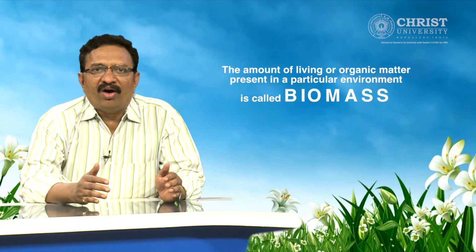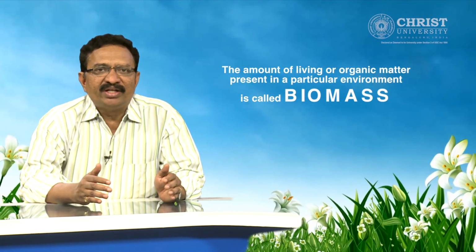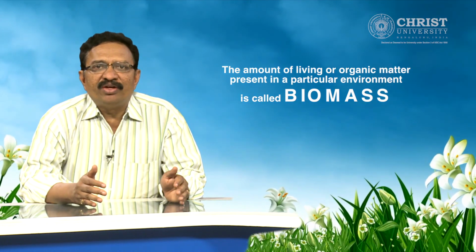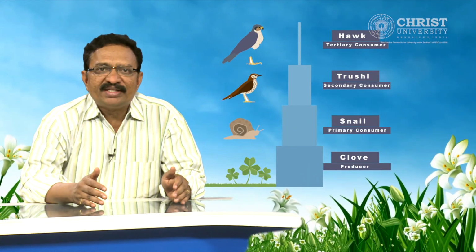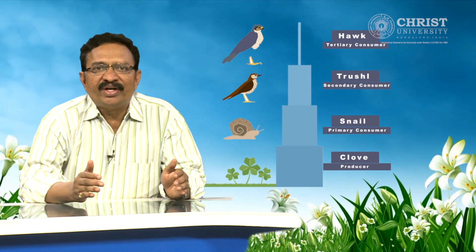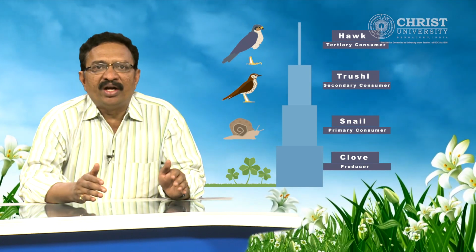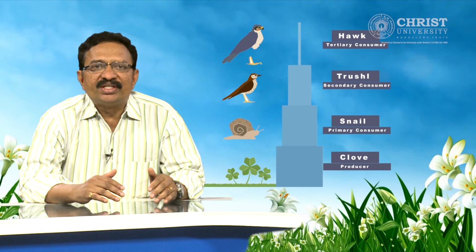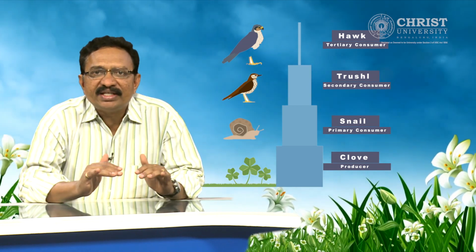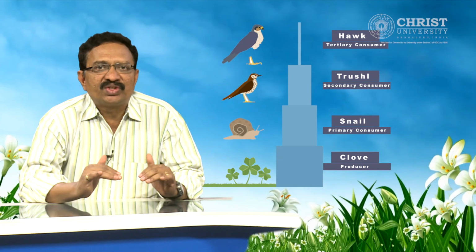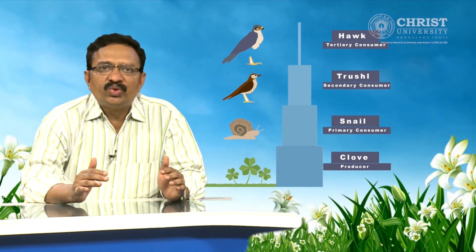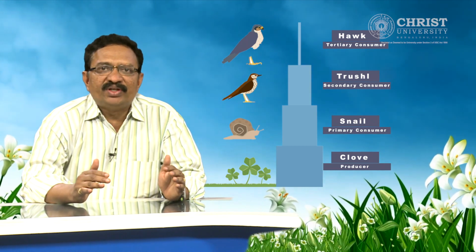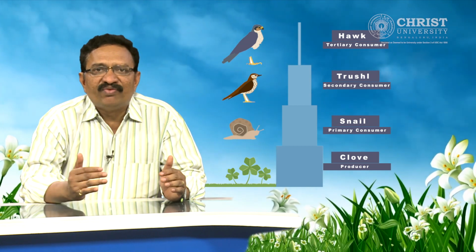Now, let us talk about pyramids of biomass. The amount of living or organic matter present in a particular environment is called biomass. It is measured both as fresh and dry weight. A pyramid of biomass is a graphic representation of biomass present sequence-wise per unit area of different trophic levels, with producers at the base and carnivores at the tip. In a terrestrial ecosystem, the maximum biomass occurs in producers and there is a progressive decrease in biomass from lower to higher trophic levels. It is found that 10 to 20% of the biomass is transferred from one trophic level to the next in the food chain.